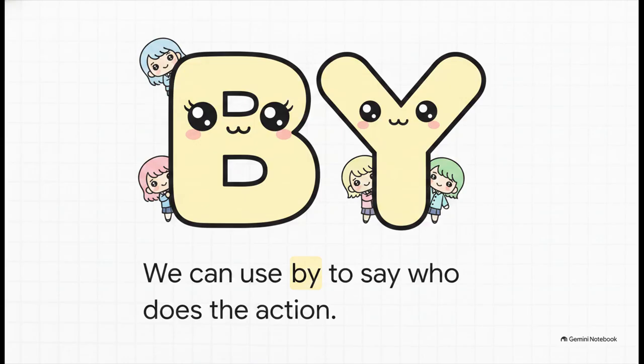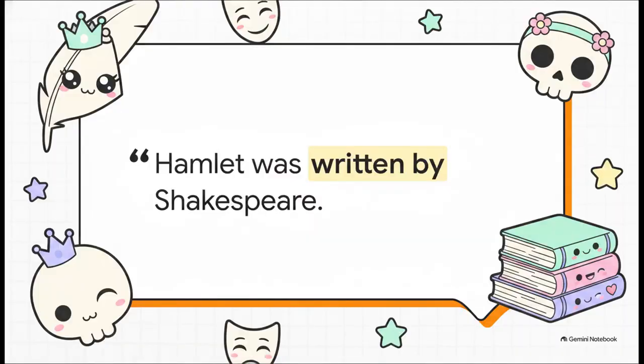Now, you might be wondering, what if we still want to give those original actors a little bit of credit? Well, we can easily do that by tacking on the word by at the end of the sentence to show exactly who did the action. A perfect example of this is from literature. Shakespeare wrote Hamlet is completely active. But if we want the focus to be entirely on the play itself, we flip it and say, Hamlet was written by Shakespeare. Using by neatly reattaches the famous author to the action without stealing the spotlight.